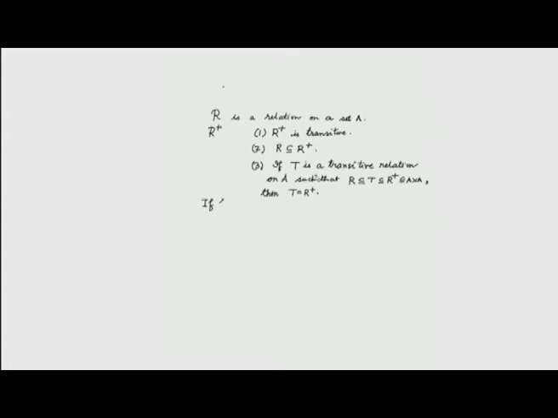If for R plus the above 3 conditions hold, then R plus is said to be the transitive closure of R. Now, our problem here is to find out a way of computing R plus from R.